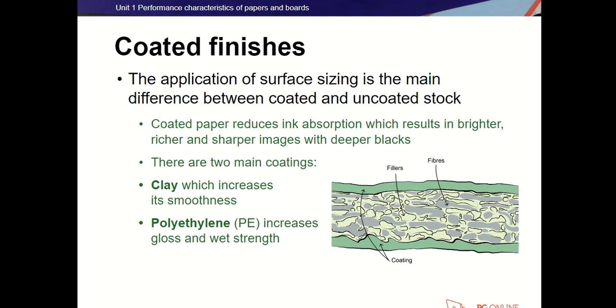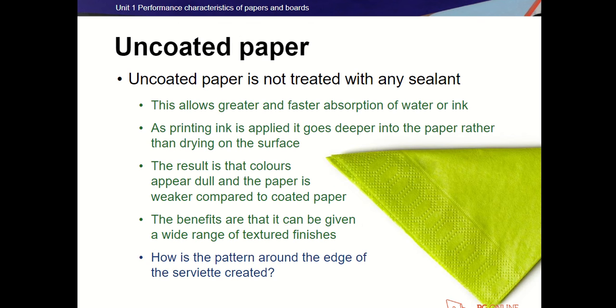There are 2 main coatings: clay, which makes it smoother, and a plastic, which is polyethylene or PE, which increases its gloss and wet strength. Obviously implications there about recycling. You can't recycle paper or board that's been coated with plastic. Unfortunately, a lot of wrapping paper can't be recycled when you put it in the recycling bin because it's got a plastic coating on top of it.